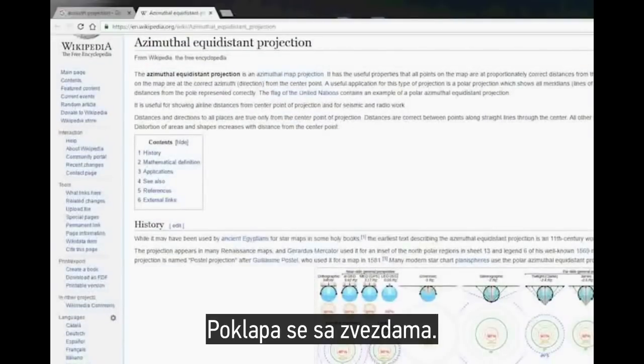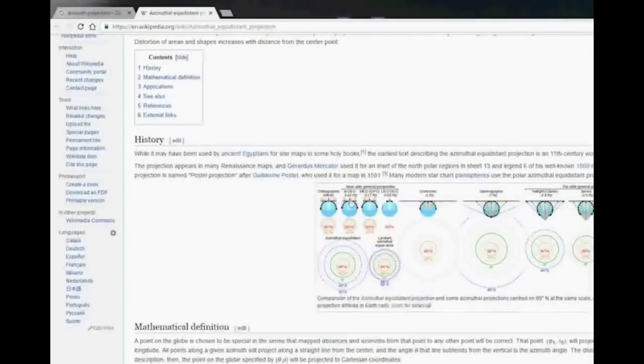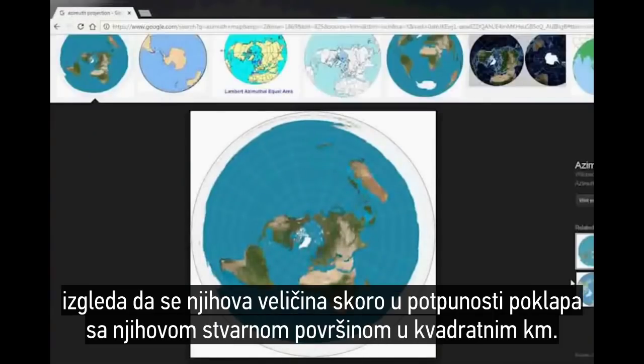It matched the stars. They will try and tell you that the southern hemisphere is exaggerated, but is this true? No. If you look at the size of Africa and South America, they seem to be almost precisely drawn the same size as their square footage.